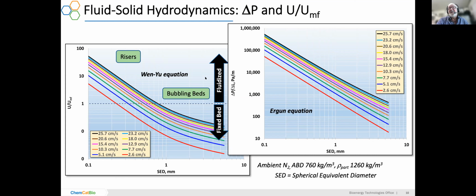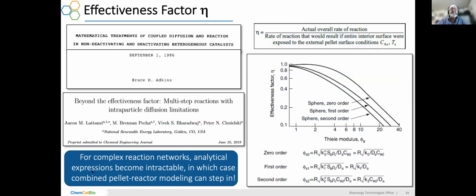So this is all very straightforward engineering, very well understood, but something that needs to be applied very rigorously when we design the engineered catalyst. Okay, next slide is on effectiveness factor.